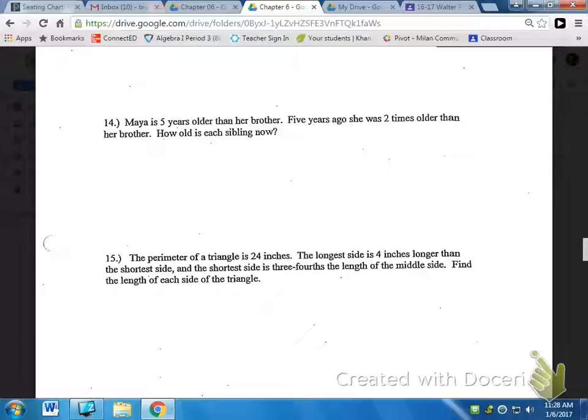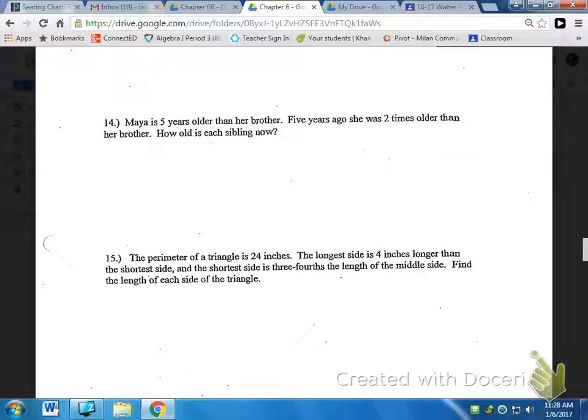Starting with number 14, it says Maya is 5 years older than her brother, and 5 years ago she was 2 times older than her brother. How old is each sibling now?